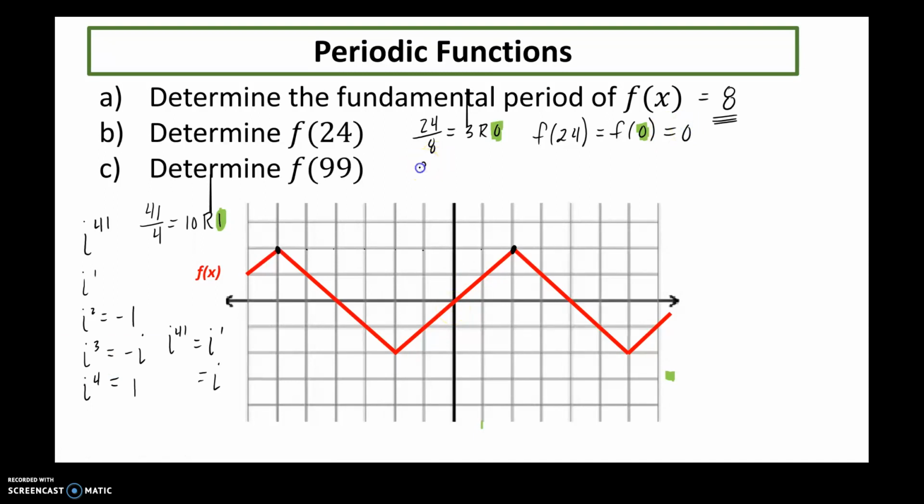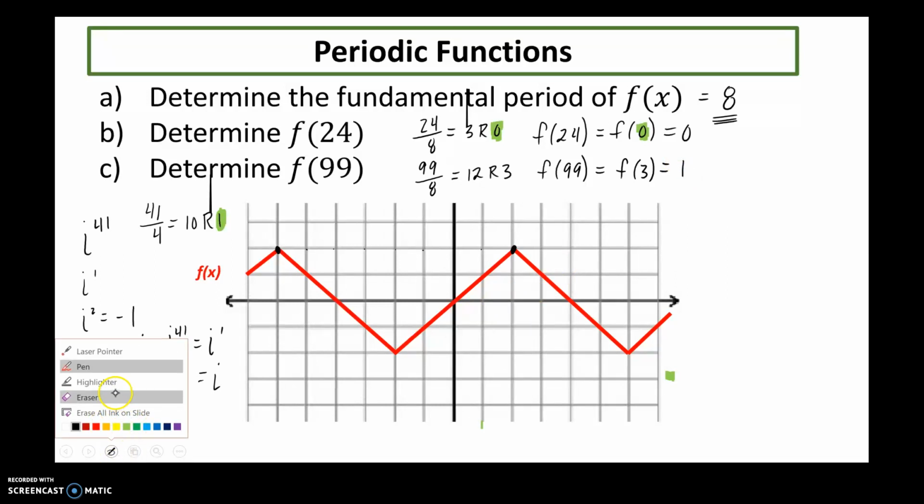Okay, so for 99, I take my x value divided by the period. That goes in 12 times. 12 times 8 is 96 with a remainder of 3. So f of 99 is going to equal f of 3. Okay, well 3 is in the domain of what's graphed here. So 1, 2, 3. When x is equal to 3, my y value is positive 1. Okay, so this value of the remainder is very important. And again, we saw it already, so it's not brand new, but it's certainly something we'll have to work on.